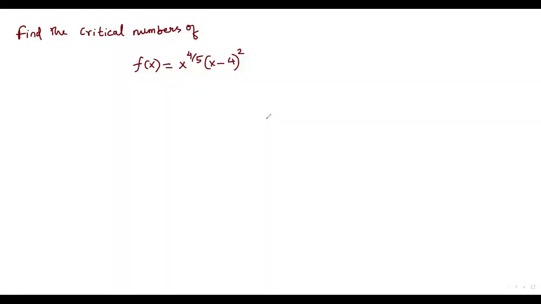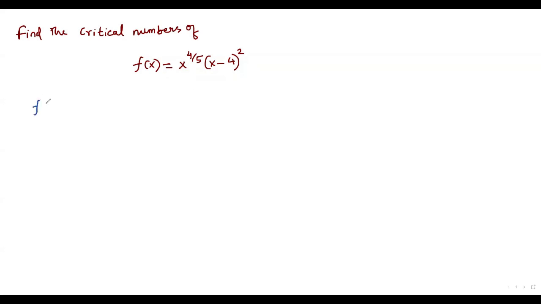Here we have a calculus problem on finding critical numbers of a function. There is a function given over here, and we have to find critical numbers for this function. Whenever I want to find critical numbers for a function, I need to find the first derivative of the given function. Once I get the first derivative, it has to be equated to 0 and solve for x.